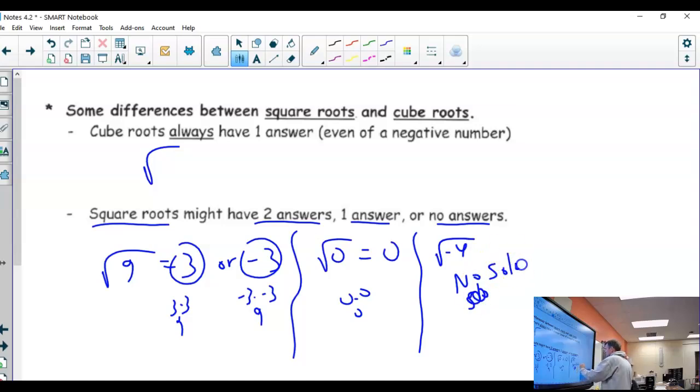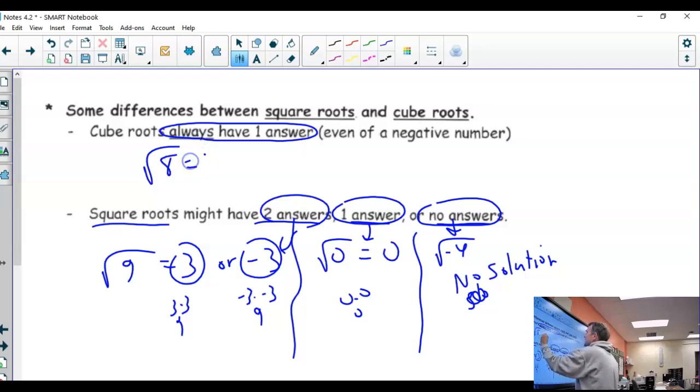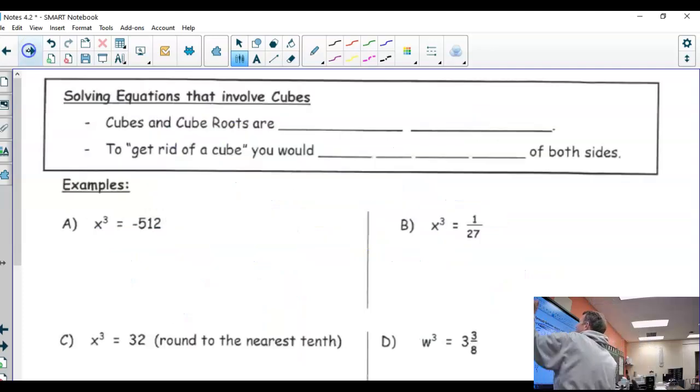Oops, misspelled solution. You cannot find a number that multiplied by itself equals a negative number. It's impossible. So square roots might have two answers, one answer for 0 and no answers if you're trying to take the square root of a negative. But cube roots, they always have one answer. The cube root of 8 is 2. The cube root of negative 8 is negative 2. The cube root of 0 is 0. Always one answer. See? Okay.